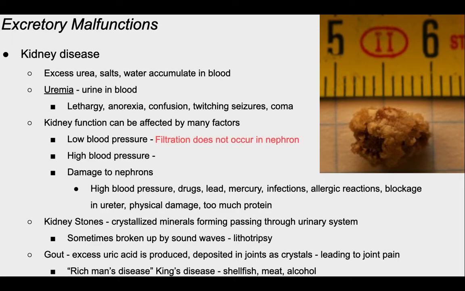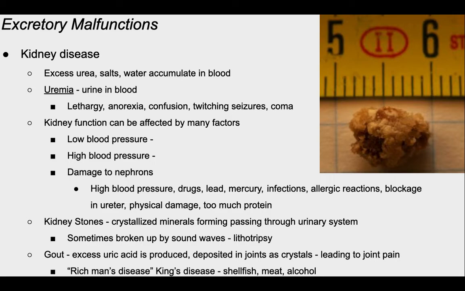Now, there are many malfunctions of the excretory system in humans. Kidney disease is a relatively common one. In kidney disease, the kidneys are not functioning properly, and therefore there may be excess urea and salts in the blood if the kidneys aren't filtering them out. That can lead to the buildup of these products, and that can lead to toxicity.